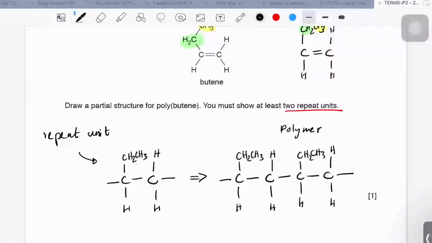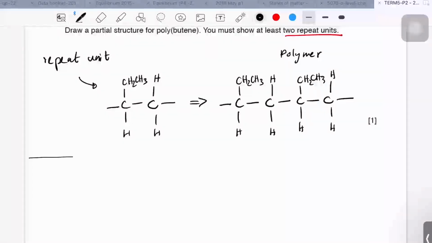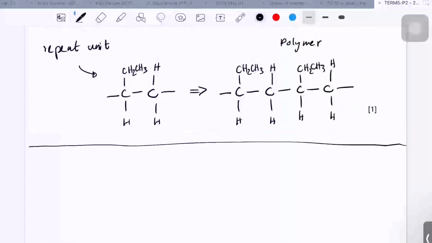Right, we are going to do another question here before we go to the next part. Since we have space on this page, I'm going to give you a structure of an alkene and you have to draw the repeat unit and draw the polymer with at least 2 repeats. Right, let's do that.